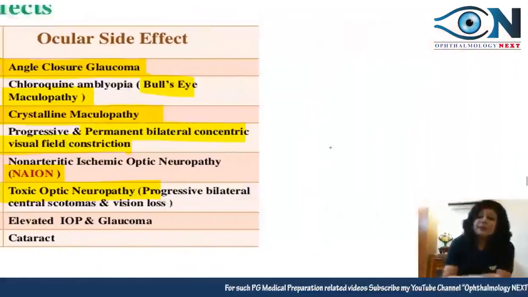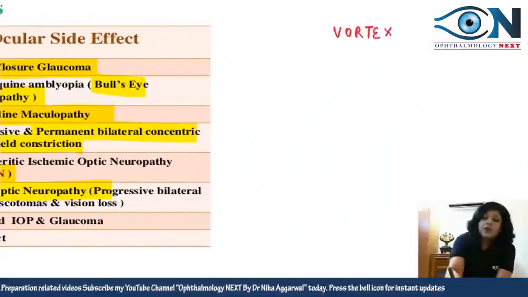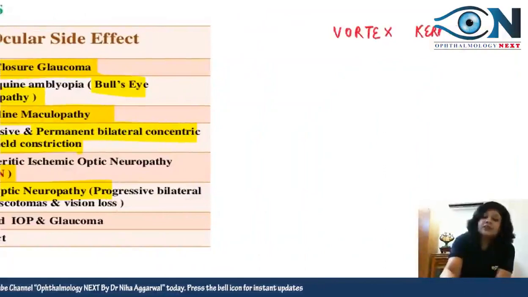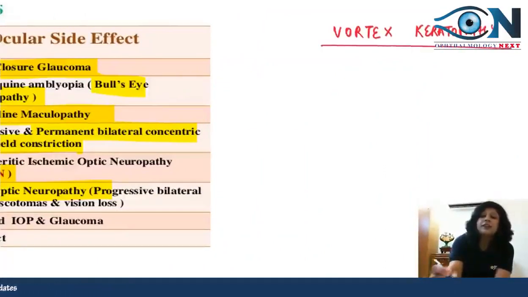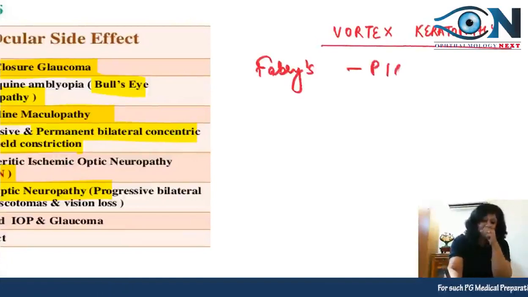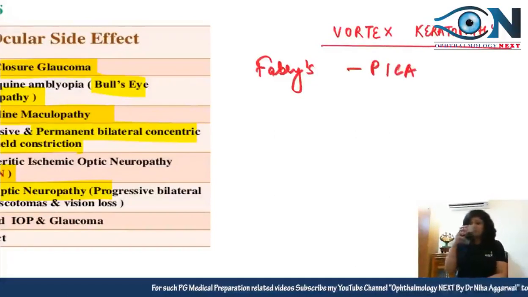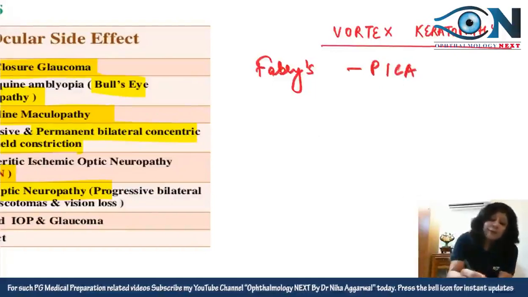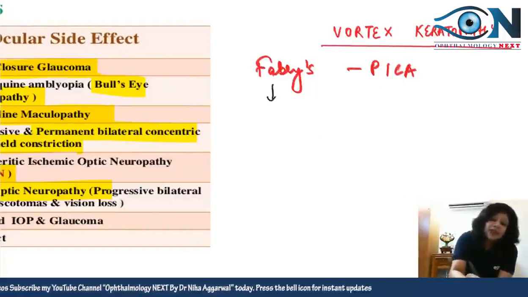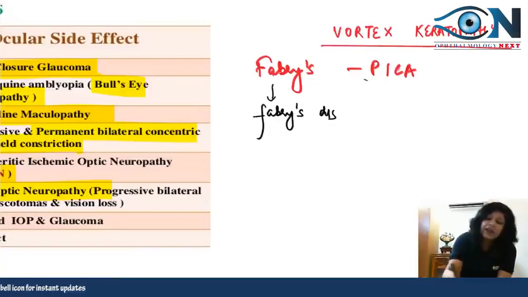Then if you remember, we also discussed the vortex keratopathy. Vortex keratopathy is also caused by so many of the drugs. What was the formula? It was Fabry's pica. It is the Fabry's pica. Now, what is this formula? Fabry's pica means, here I have the Fabry's disease, right? And here I have a pica.